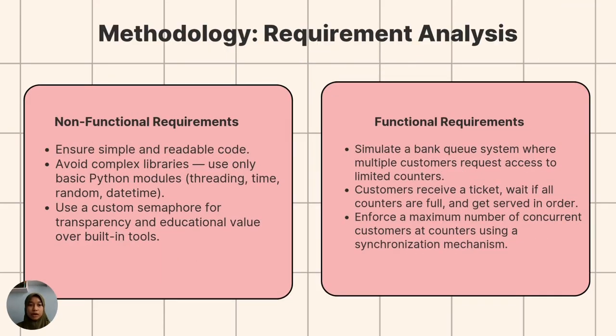Next is our requirements analysis. For non-functional requirements, we aim for clean, simple, and readable code. We avoid complex libraries and stick to basic Python modules. For functional requirements, we simulate a bank queue system where multiple customers request access to limited counters. We ensure that customers get detected, wait if needed, and are served one by one at available counters. The system limits how many customers can be served at once using our custom semaphore.